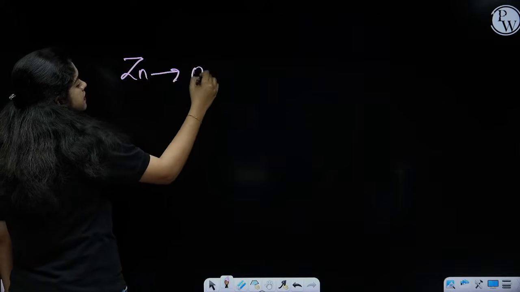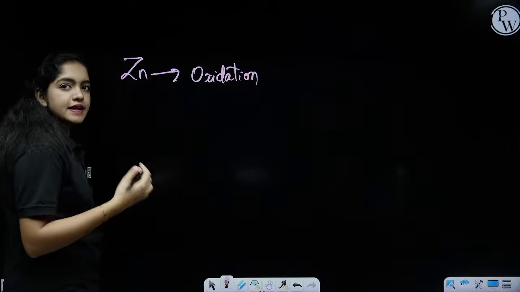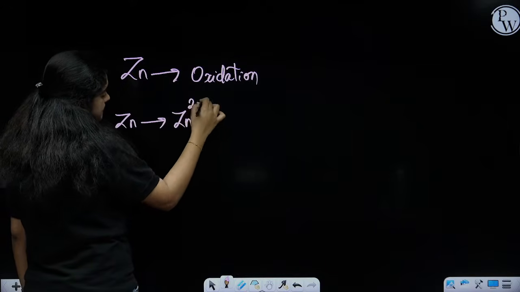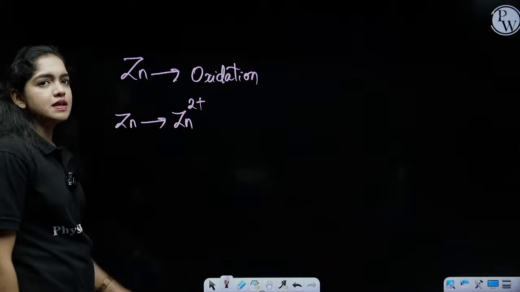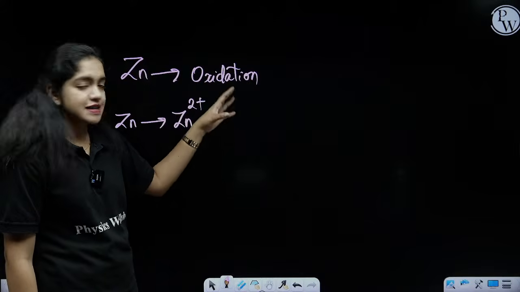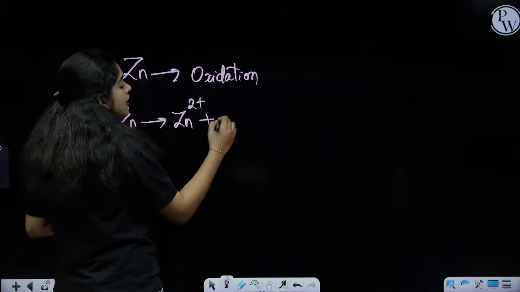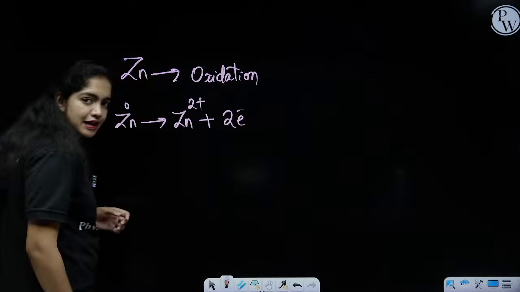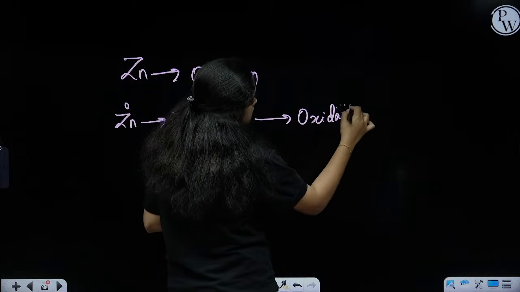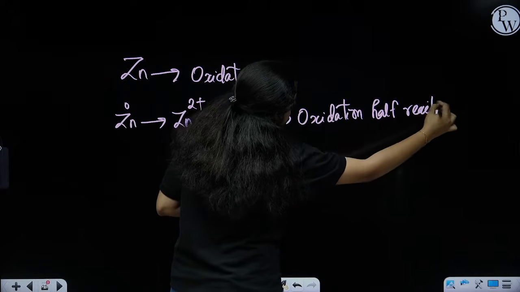What is happening to zinc? Zinc undergoes oxidation. Oxidation means increase in the charge, right? So zinc changes into Zn2+. In the beginning we discussed oxidation, the loss of electrons. So zinc 0 is changing into zinc 2+ by losing how many electrons? By 2 electrons. So this reaction indicates the oxidation half reaction.